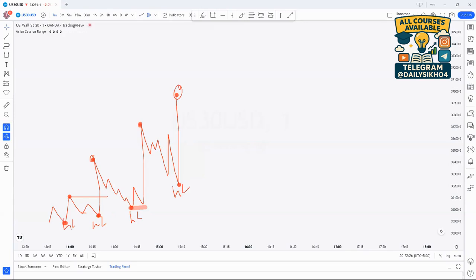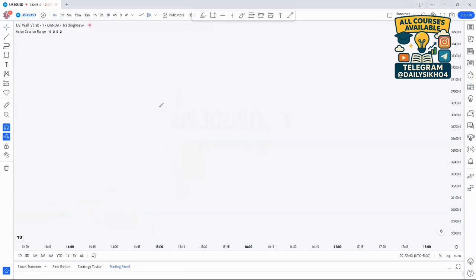In every time frame, any time frame. So this is what you need to know about this. We'll talk about the bearish and then we'll wind up. I just want to make it very simple.